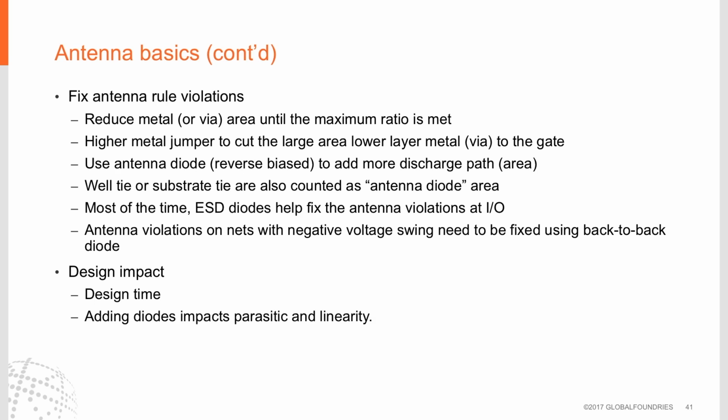Now most of the time the ESD diodes help fix the antenna violations at the I/O, and antenna violations on nets with negative voltage swing need to be fixed using back-to-back diodes. The only negative impact is it adds some design time, and the diodes impact the parasitics and the linearity, so you should use caution and balance them when you can.